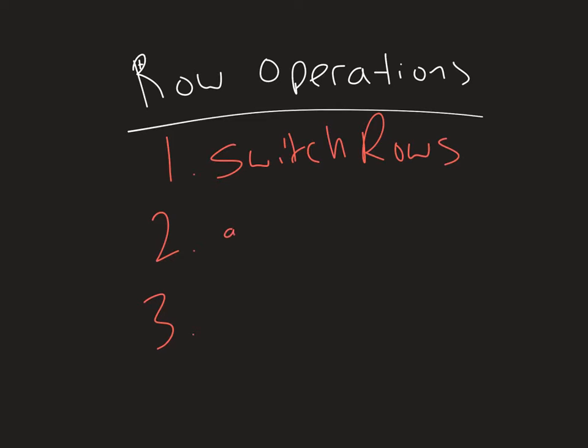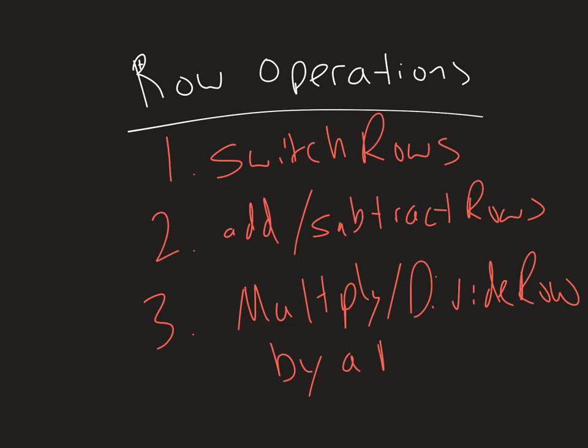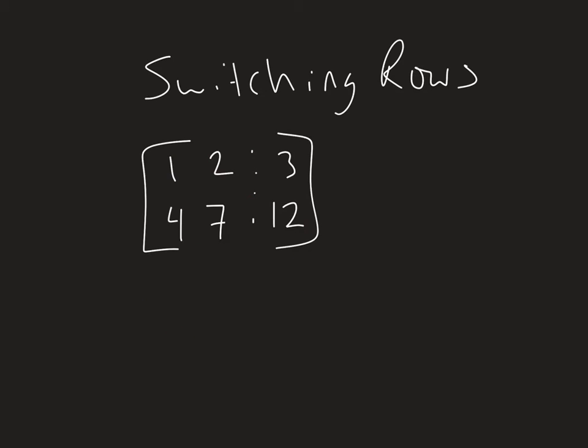We can add or subtract rows. Or we can multiply or divide a row by a number. So these are 3 operations. I'll show you what you can do, and then in a separate video, just for the sake of length, I'll do an example of solving a system of equations with these row operations.